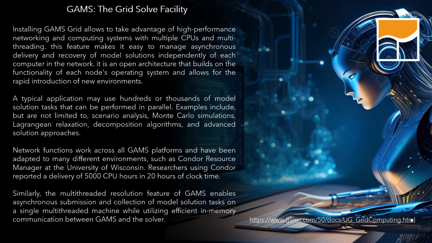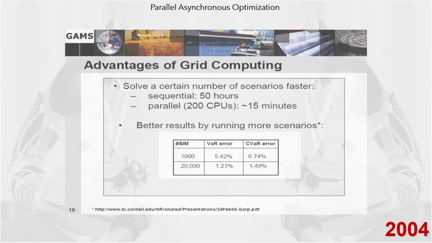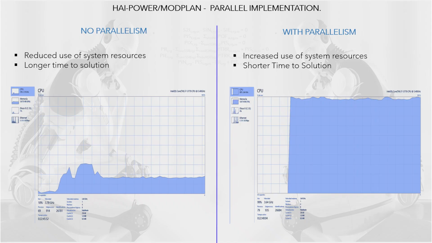Similarly, the multi-threaded resolution feature of GAMS enables asynchronous submission and collection of model solution tasks on a single multi-threaded machine while utilizing efficient in-memory communication between GAMS and the solver. In 2004, General Algebraic Modeling Systems Incorporated, GAMS, reported experiments in which the speed gained using 200 CPUs in parallel was 60 to 1 times faster, with its corresponding benefit in accuracy, if parallel processing is used to increase the quality of the results. In addition to the effect of the hardware of computers oriented to parallel processing, nowadays practically all of them, you have to know the software to see how it will work in the selected option.